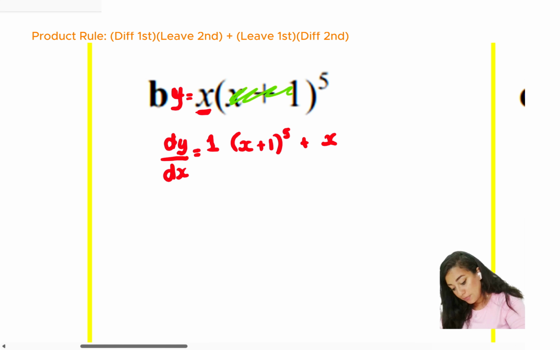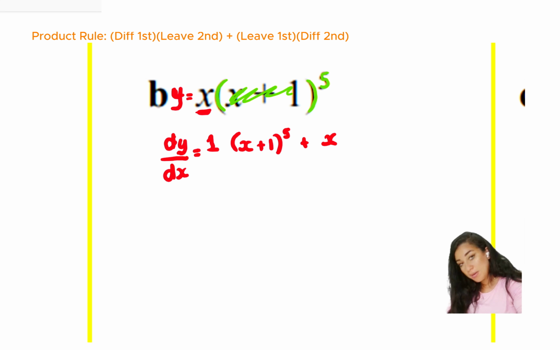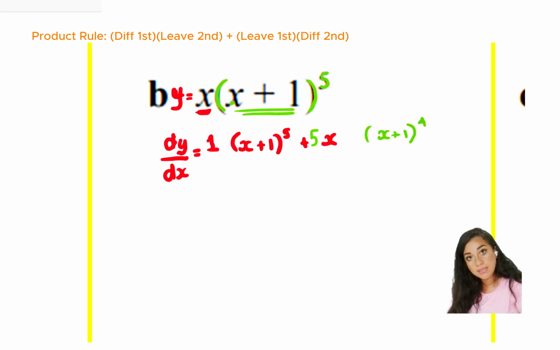I ignore whatever's here. I differentiate the outside, which is something to the power of 5. Multiply by the power, take 1 away from the power. So if I multiply it by 5, I end up with 5 over here. And then the bracket, minus 1 from the power, so it's 4. And I've got x plus 1 inside. Then I differentiate the inside. If I differentiated x plus 1, I would get just 1, so times 1. And that's it. I've done it.